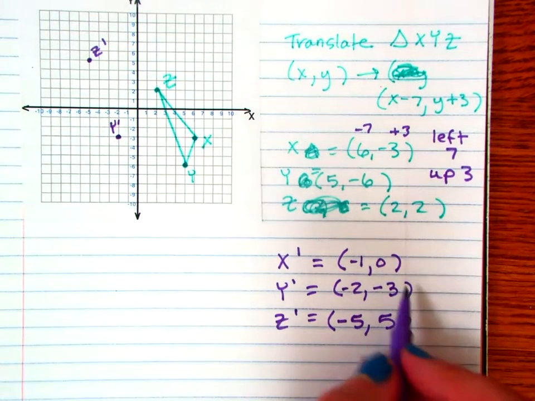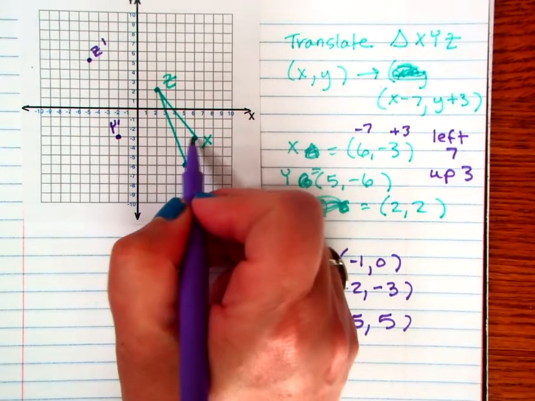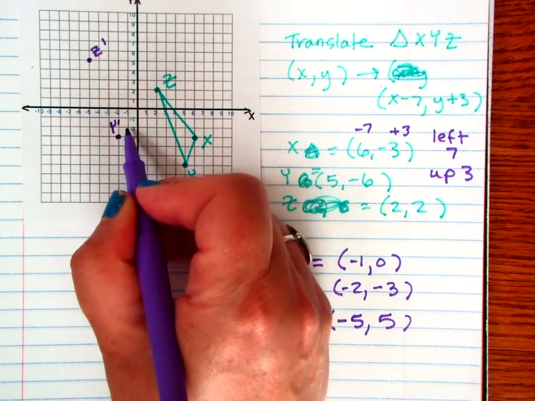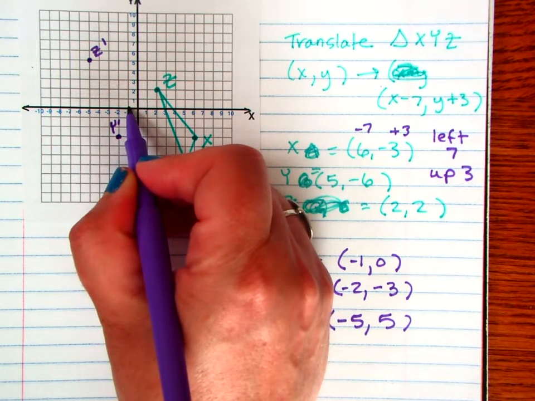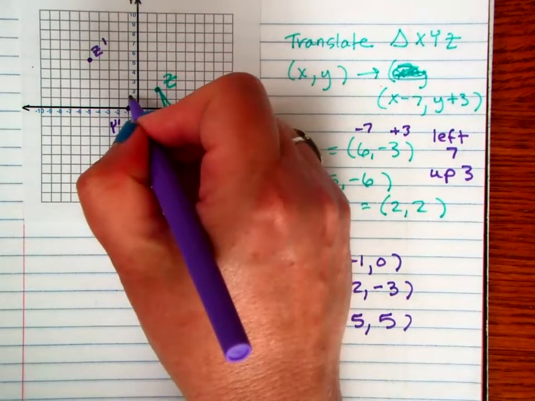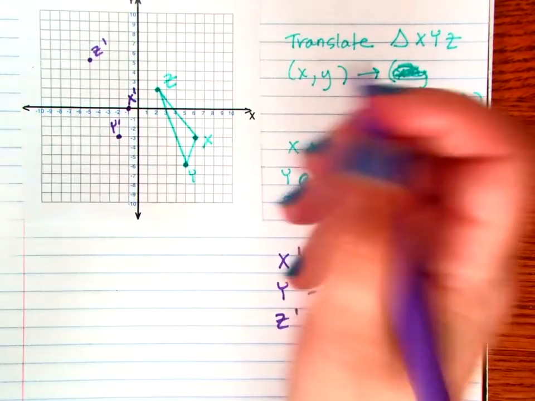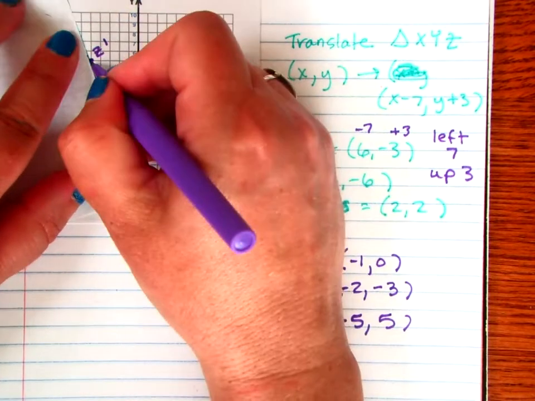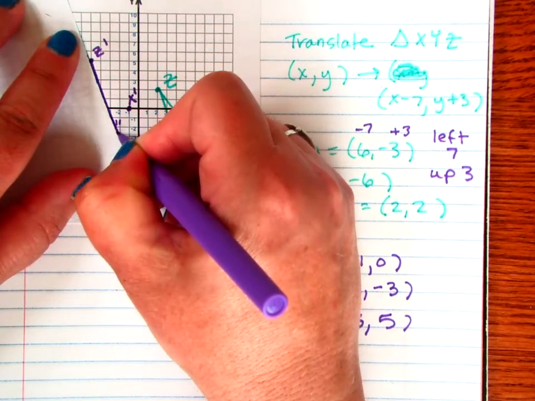We're good. And then X prime, I'm going to move over 1, 2, 3, 4, 5, 6, 7, and up 1, 2, 3. And negative 1, 0. So I am good. That's all labeled, and so I draw my translation. So that is the image under that translation.